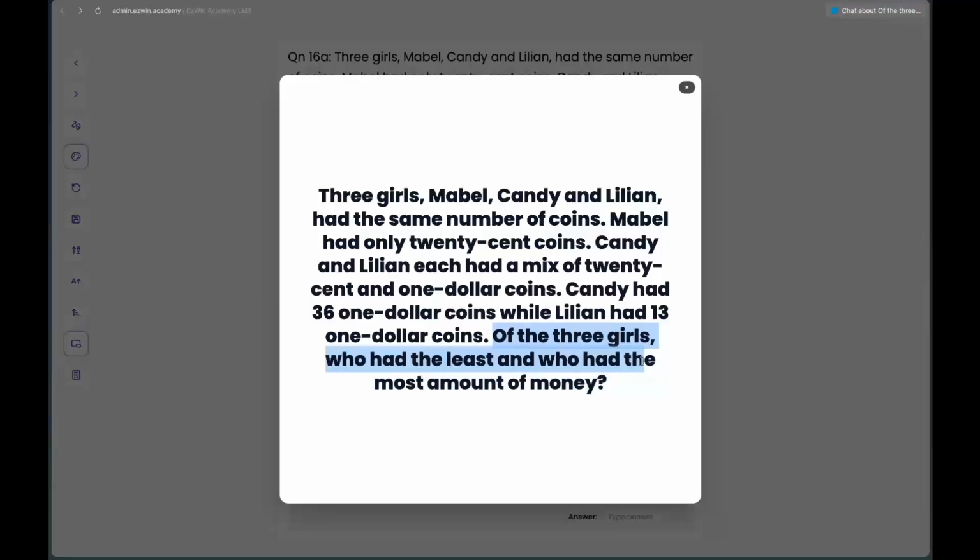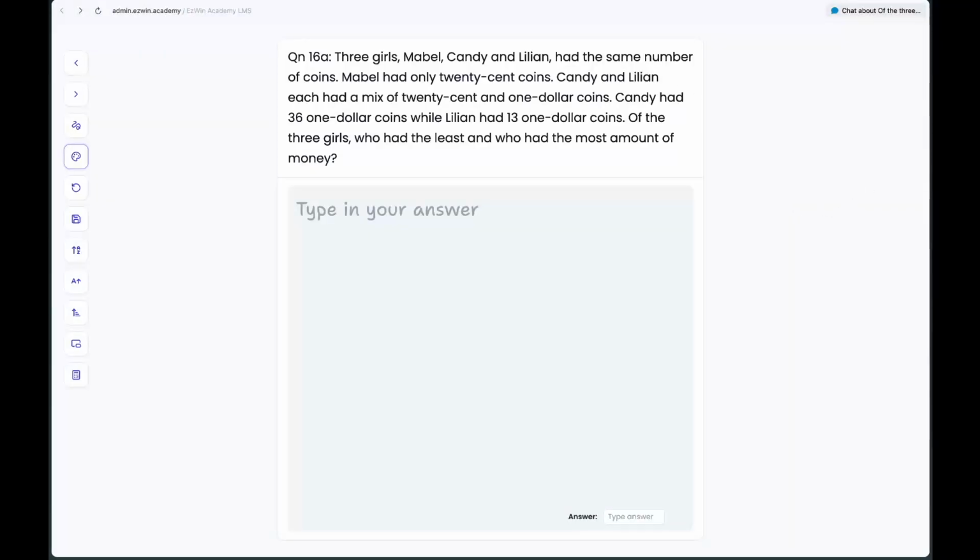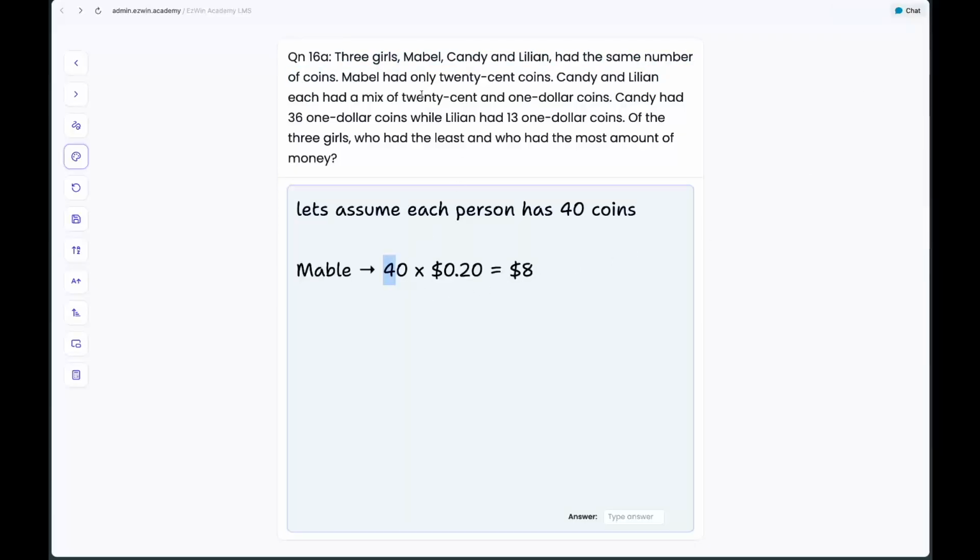Of the 3 girls, who had the least and who had the most amount of money? Okay, so in this case, we can use this. Let's assume each person has 40 coins because each person has the same number of coins. So for Mabel over here, we just have 40. Since she only has 20-cent coins, we'll multiply it by 0.2, and this will give us $8.